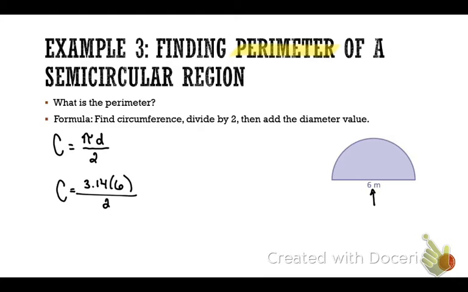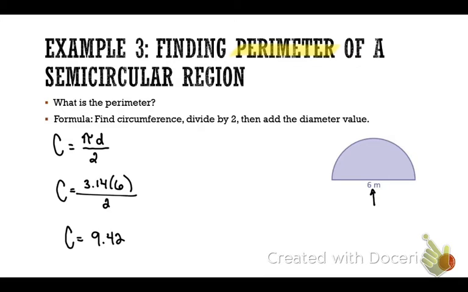Go ahead and do that math in your calculators. What's 3.14 times 6 divided by 2? What'd you guys get? 18.4. Did you divide it? You gotta divide it. 9.42. Okay, so the circumference of the semicircle is 9.42.